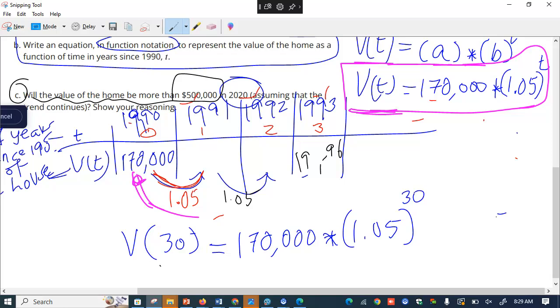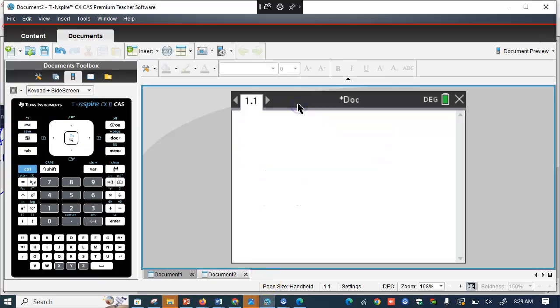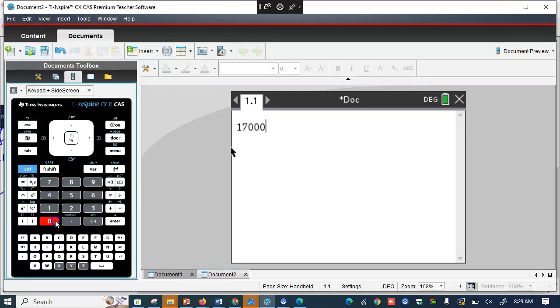Okay. Now on your calculator, let's do this. I'll put it on my calculator, which I have, and see what answer you get. So here is my calculator. It was 170,000, correct? So 170,000 multiply, and it is open parenthesis 1.05, close it, and then I go up and put 30. So you can put it on your calculator and see the answer. I just enter and see what I get.